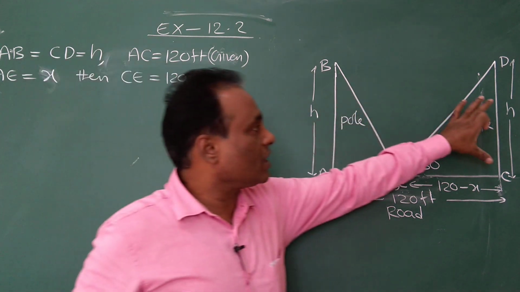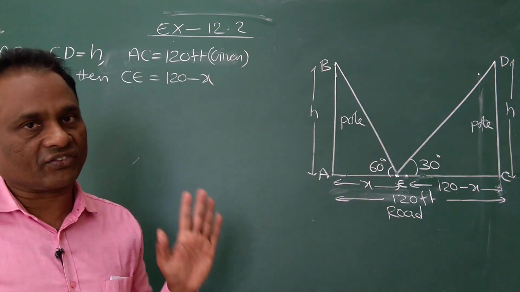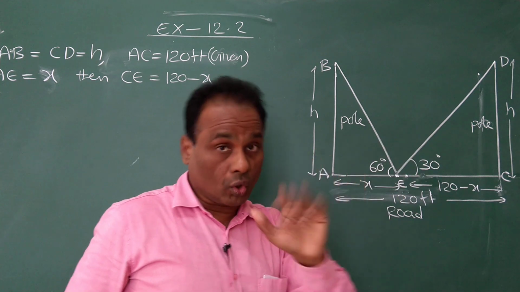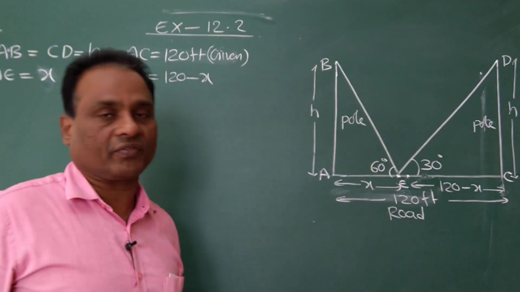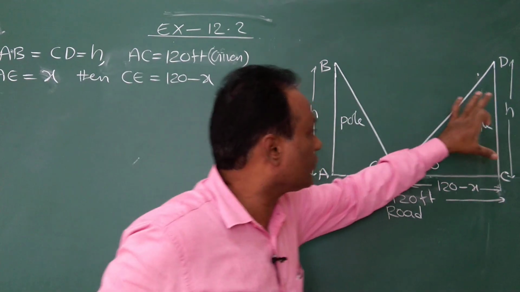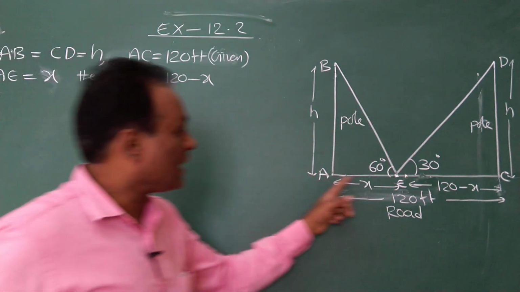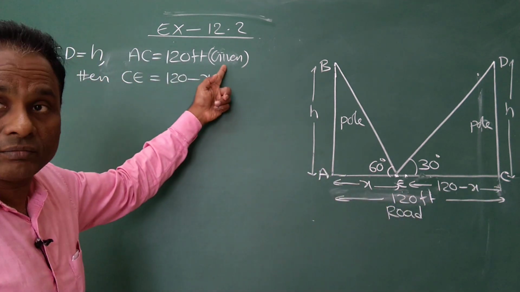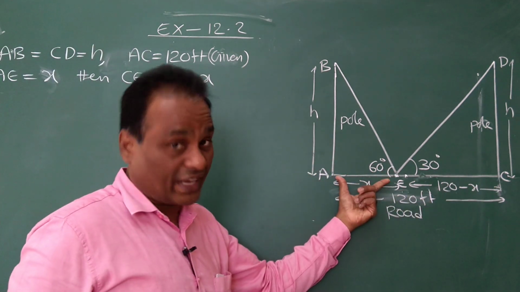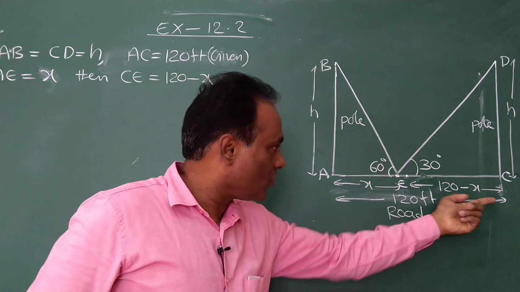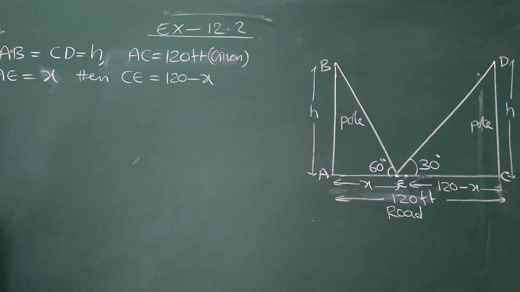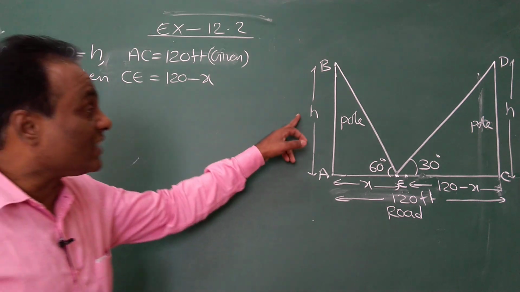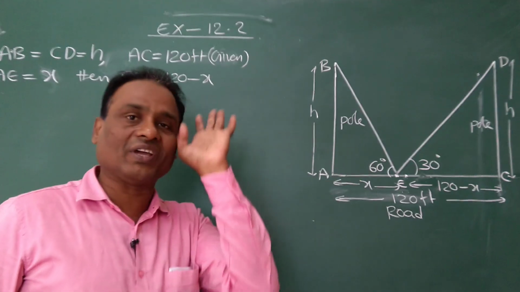Let AB, CD be the poles, first introduction. AC be the road, second introduction. E be the observing point. From here we are observing. So let AB is equal to CD is equal to H. AC is equal to 120, given. Let AE is equal to X. Then CE will be 120 minus X. Figure is over. Now, starting the problem. We have to find H value and X value, both the values.